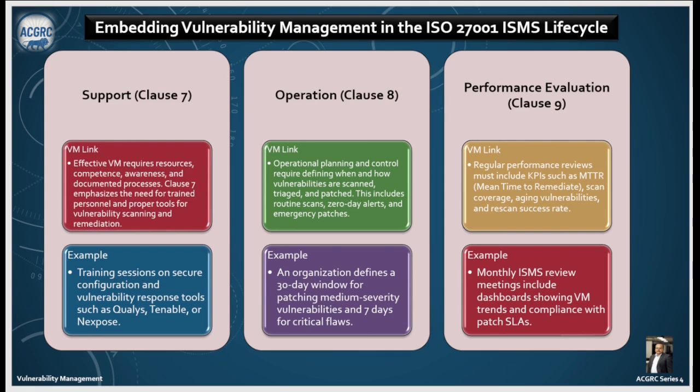An example: let's say your goal is to resolve high-risk vulnerabilities within 7 days. Each month, you review data from your VM platform. You find that only 60% of the issues are resolved on time. This insight is shared in a management review meeting. Leadership agrees to increase patching support for key systems. That's clause 9 in action.